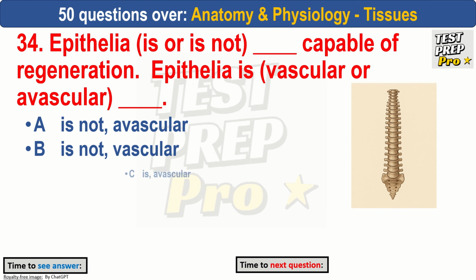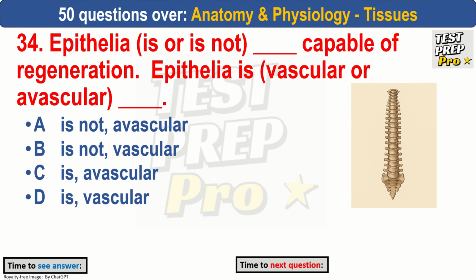Epithelia is or is not capable of regeneration. And the second part of the question, epithelia is vascular, meaning it has a blood supply, or it's avascular. Okay, so is the answer A, is not capable of regeneration and it's avascular? B, is not capable of regeneration and it is vascular? C, it is capable of regeneration and it's avascular? Or D, it is capable of regeneration and it is vascular?